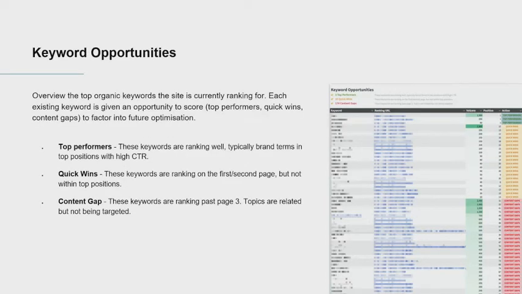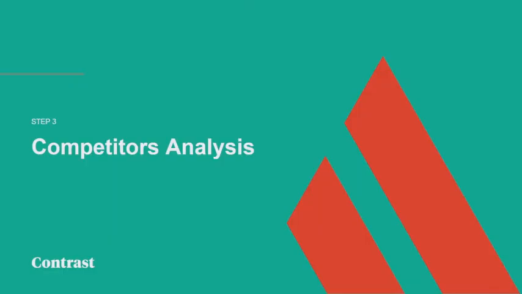The next thing is keyword opportunities. This is something that we do at Contrast, our agency. You get your keywords, you understand which URL is ranking for which keywords, and also you understand the position of your keywords. This allows you to differentiate your top performing keywords, what are the quick wins, and where you have a lot of gaps.